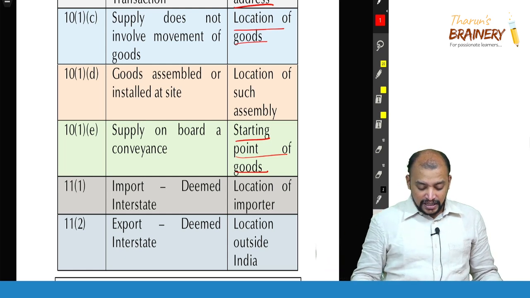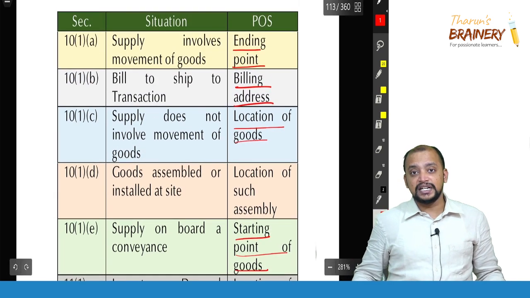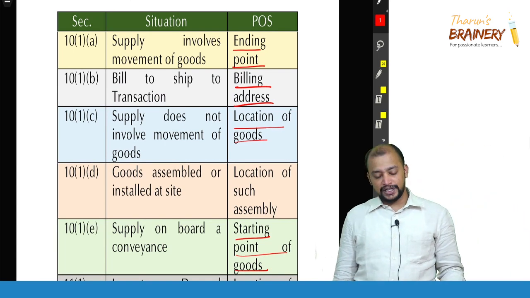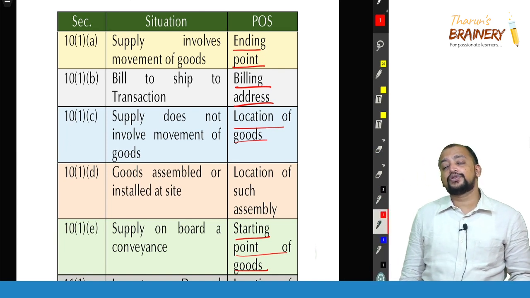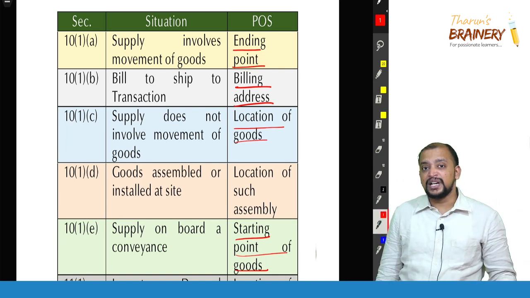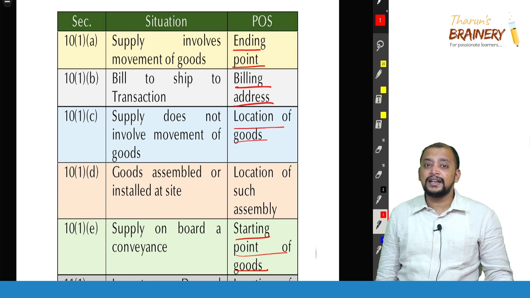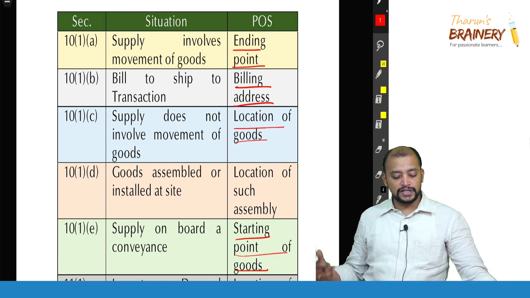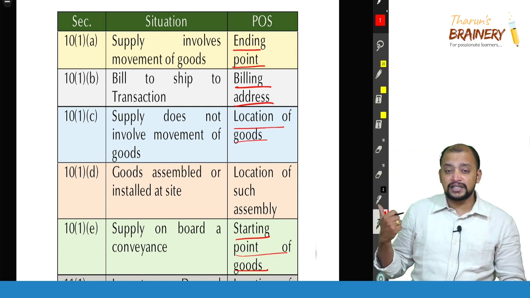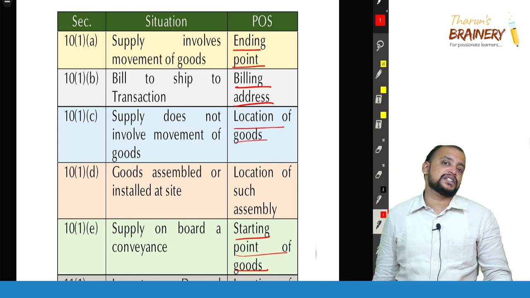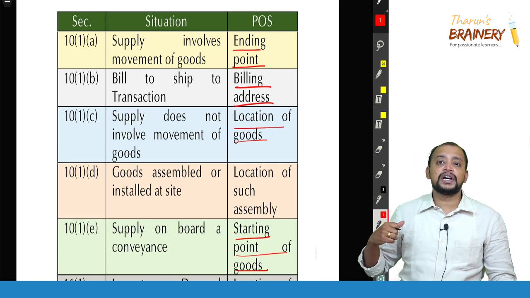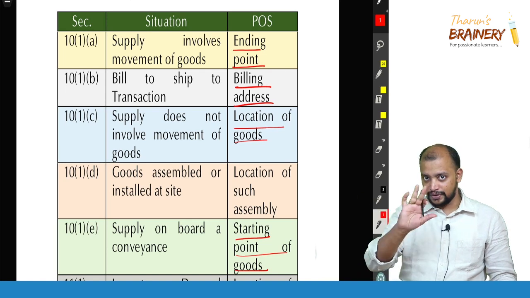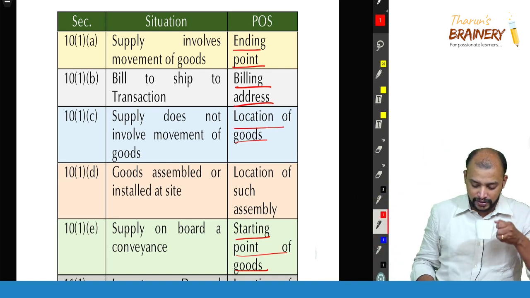Very simple. Then this is about 10(1)(a), B, C, D, E. So 10(1)(a), supply involves movement of goods, we will take the ending point. 10(1)(b), bill to ship to transaction, we will be taking the billing address. And 10(1)(c), supply does not involve movement of goods, we will take the location of goods. 10(1)(d), goods are assembled or installed at site, we will take the location of such assembly. 10(1)(e), when goods are supplied on board a conveyance, we will take the starting point of the goods. Okay, this is in the case of section 10.